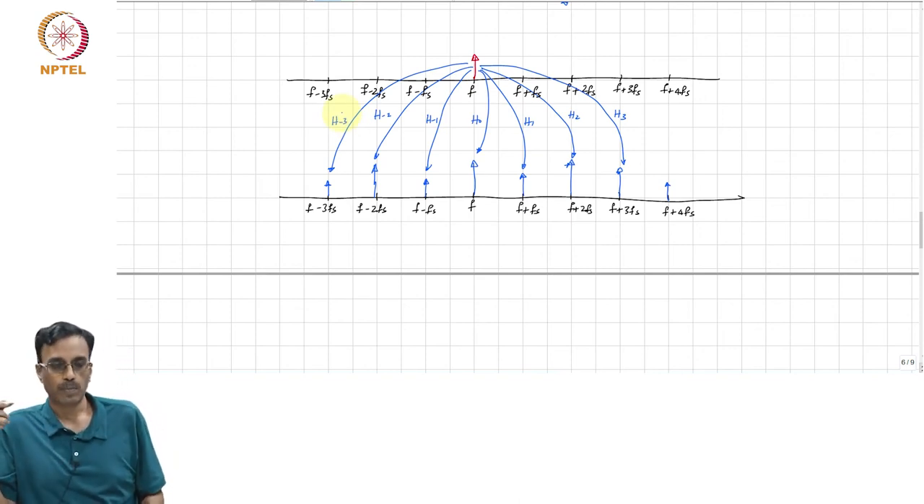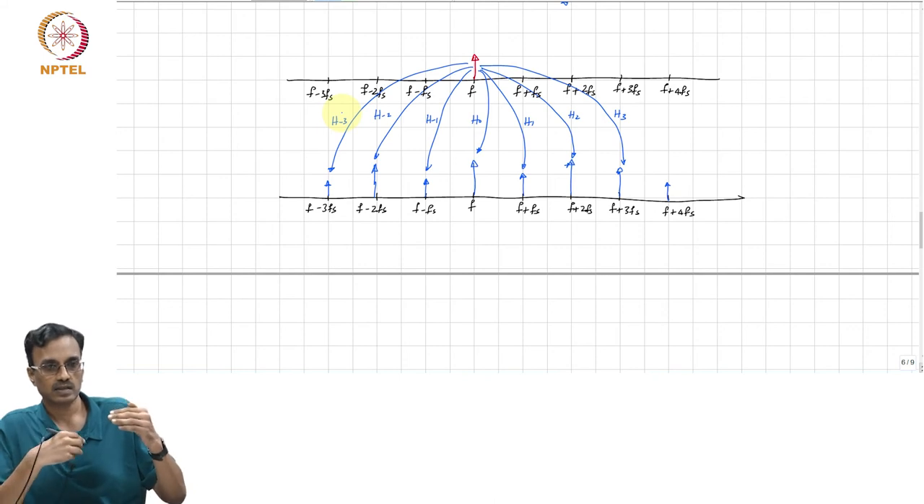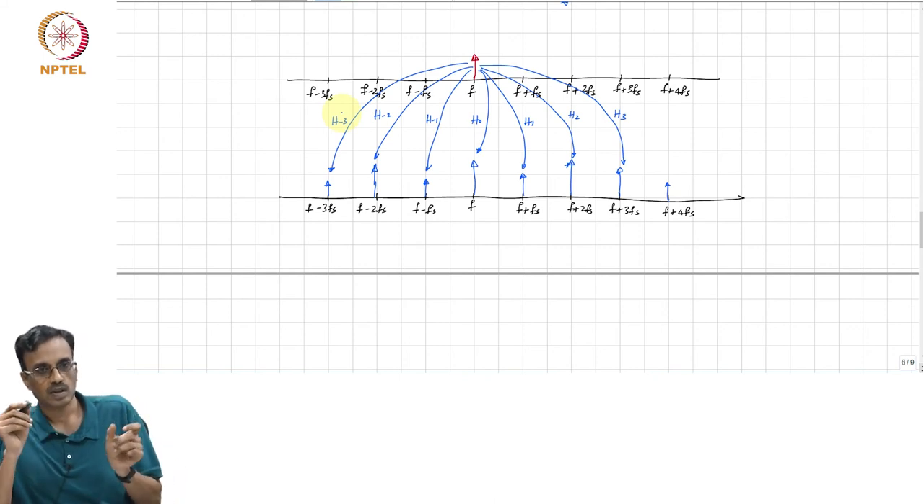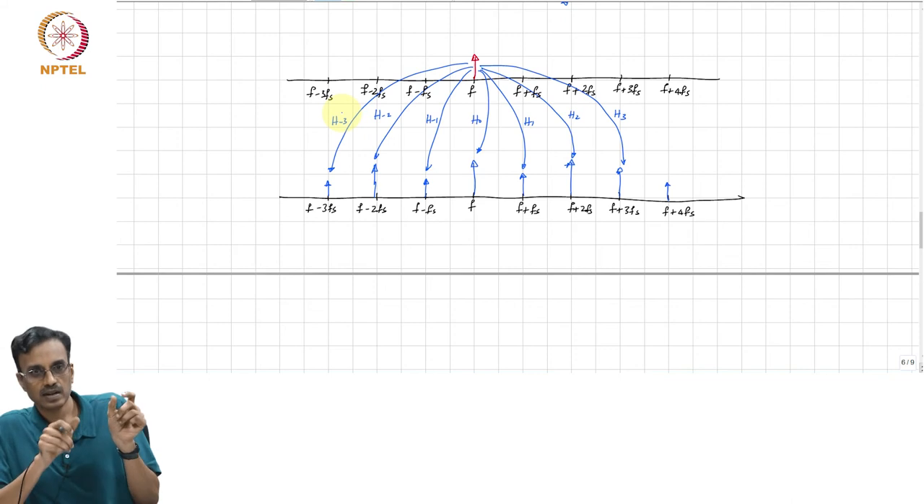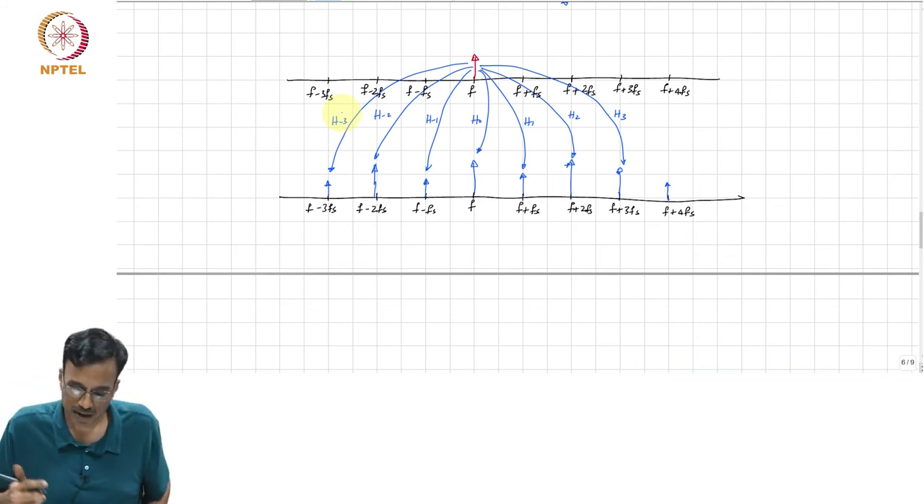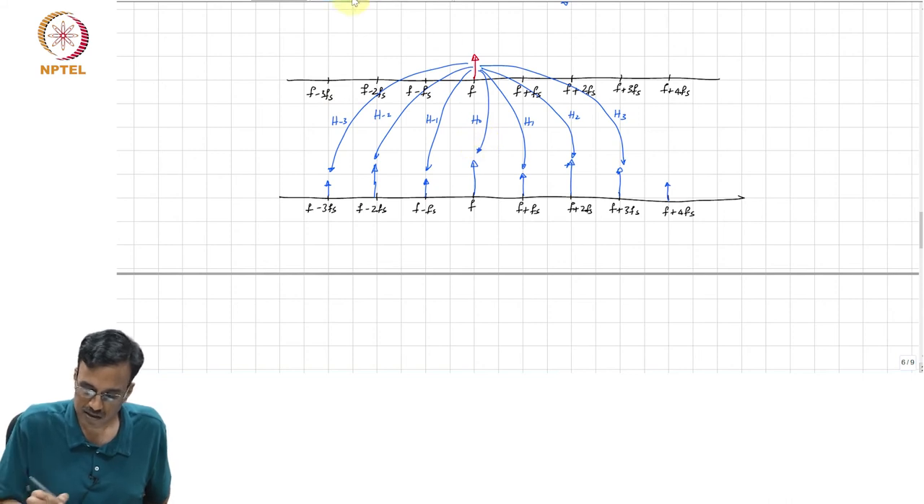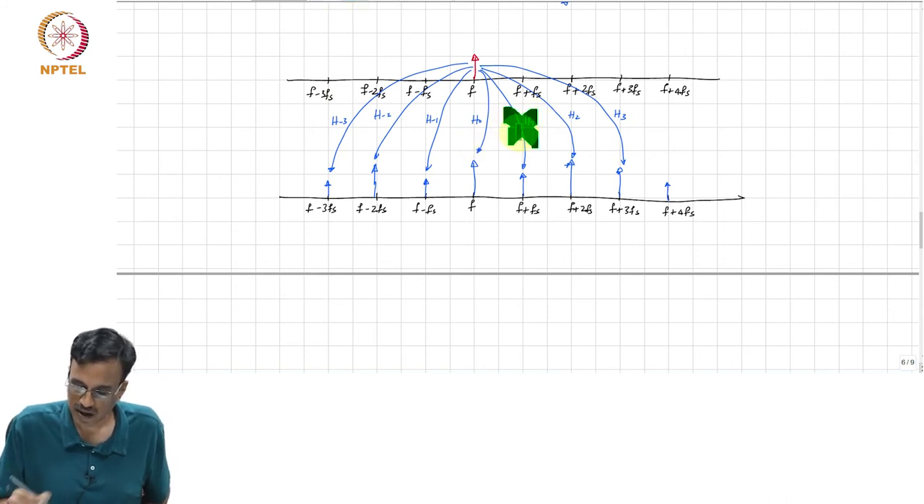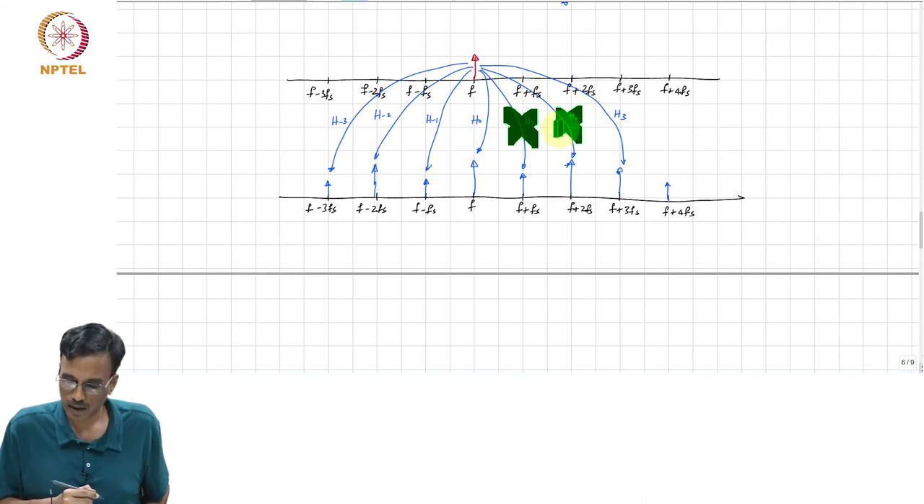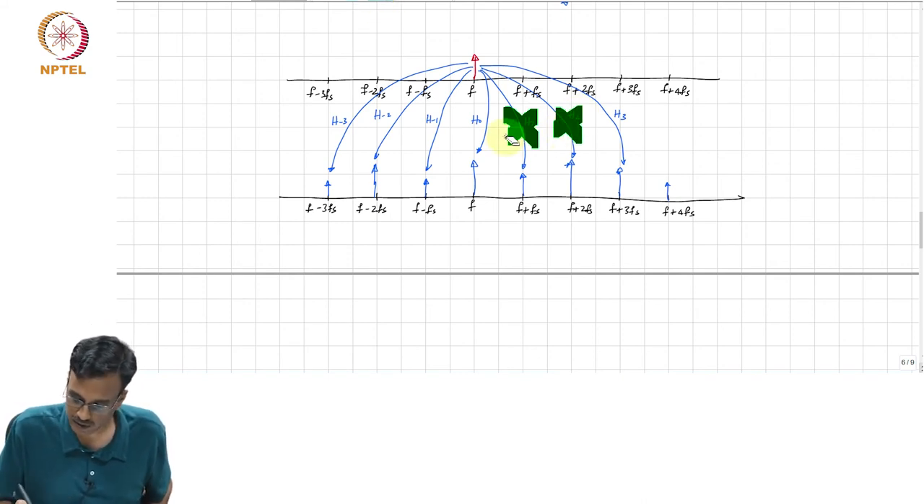Now, by combining 3 such systems with the time variation delayed by Ts by 3, what have we done? The effective system has these numbers, the H hats for all those have gone, right. Or let me erase this and then draw a separate picture. I will copy paste.